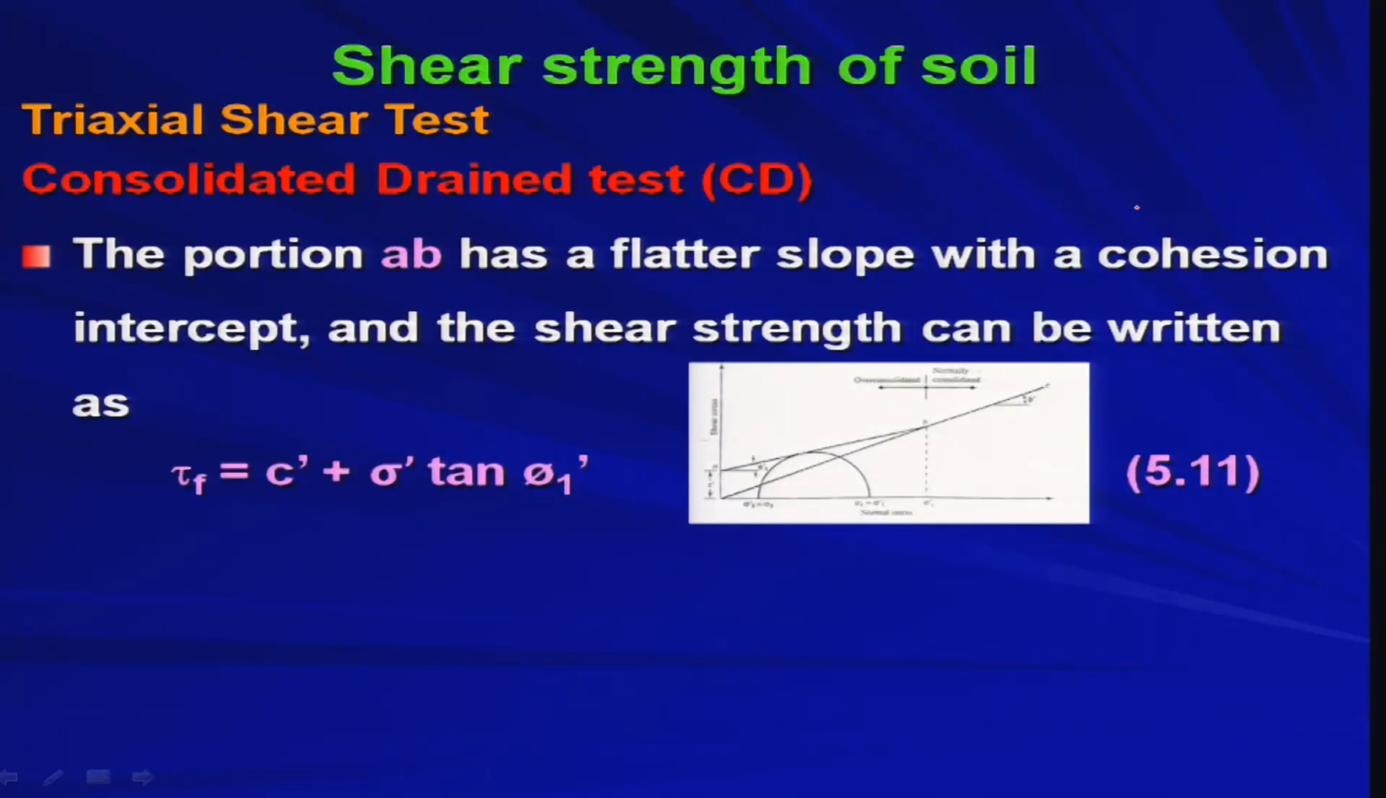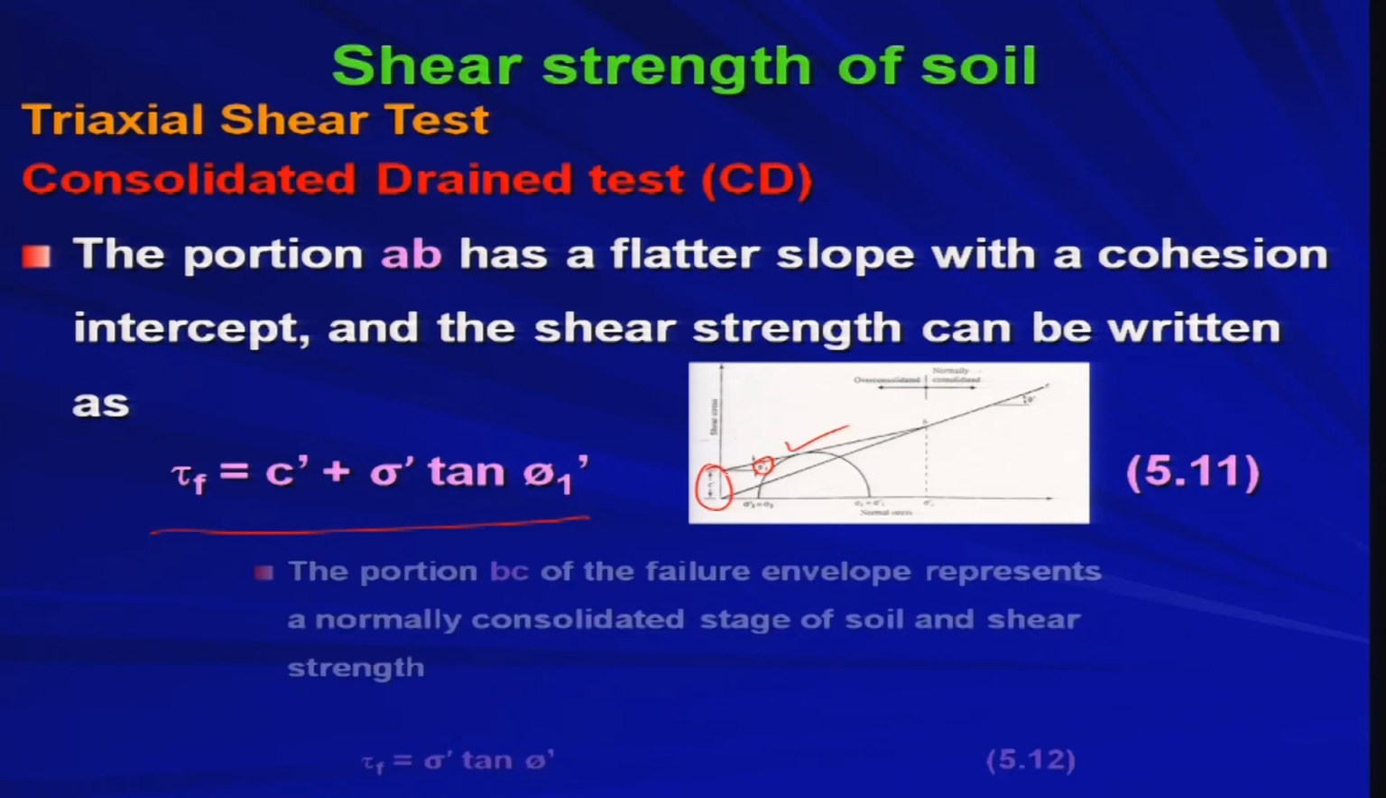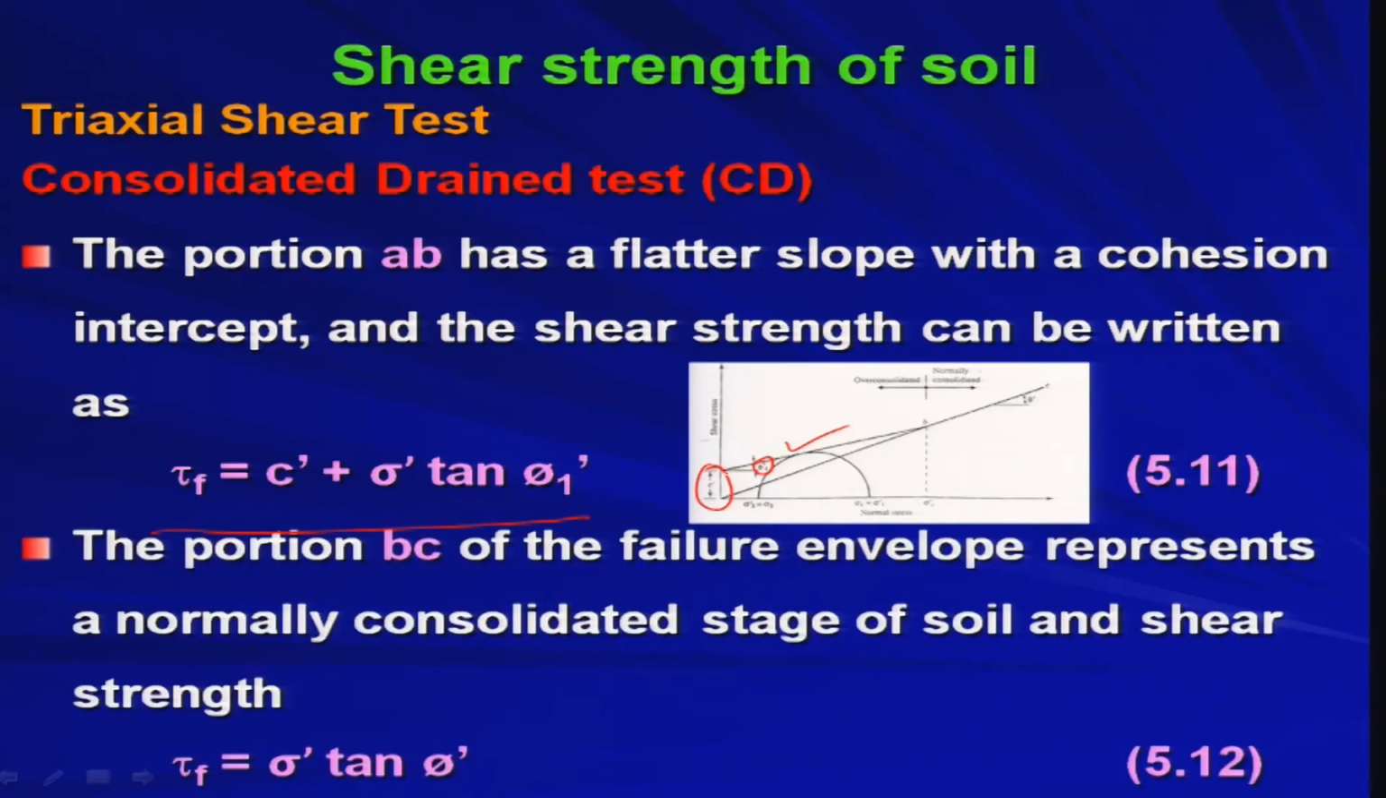Now, the portion A B has a flatter slope, as you have seen, with a cohesion intercept, and the shear strength can be written as tau f is equal to c prime plus sigma prime tan phi 1 prime, okay, where phi 1 is this angle of internal friction, right. Now, the portion B C of the failure envelope represents a normally consolidated stage of soil, as I told you, and shear strength is given by tau f equal to sigma prime tan phi prime, where phi prime is this angle, okay, and this is B C.